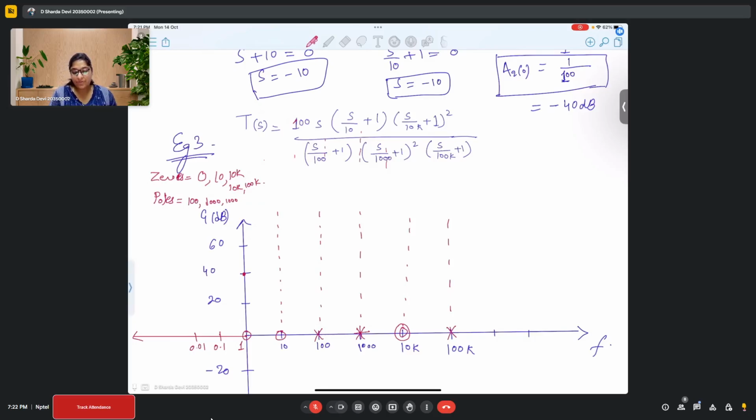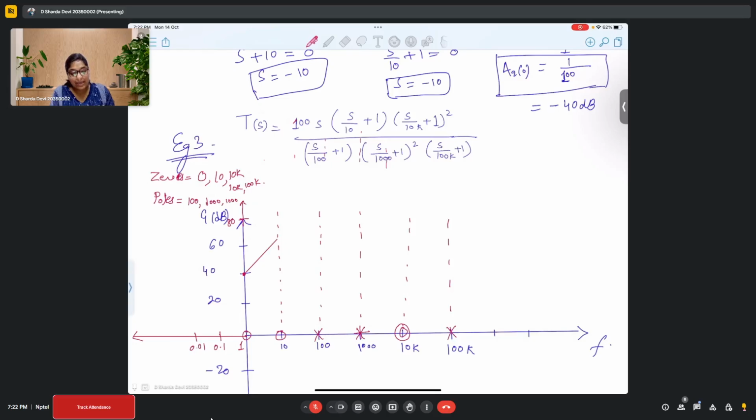Now you are starting this from 0 because of this 100 that is present over there. And we also know that there is a 0 at 0. So when there is a 0 at 0, how will your slope look like? It is plus 20 dB per decade. So that means at 10, your gain will increase to 60 dBs, right?